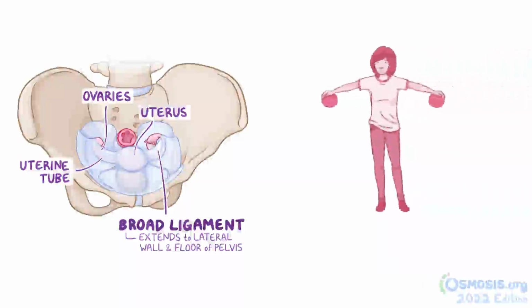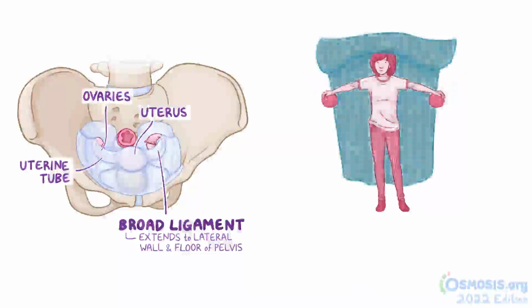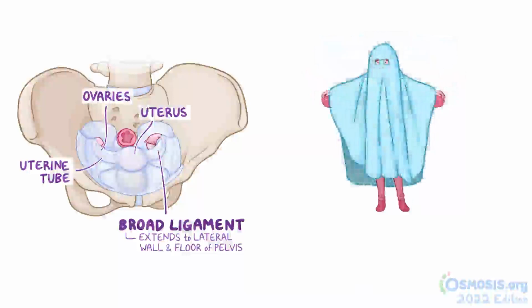Your body is the uterus, your arms are the uterine tubes, and the balls are the ovaries. Now, a sheet is draped over you, and this sheet represents the peritoneum. You can see now how the broad ligament of the uterus is a double fold.